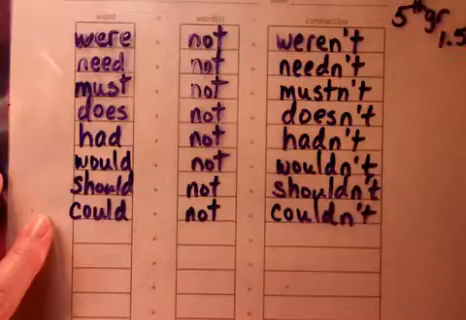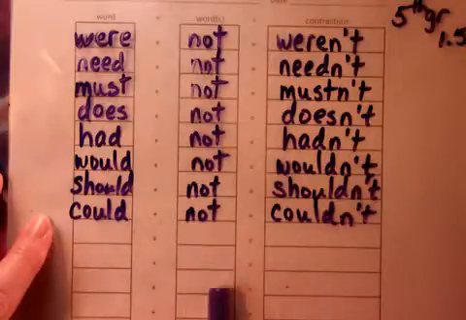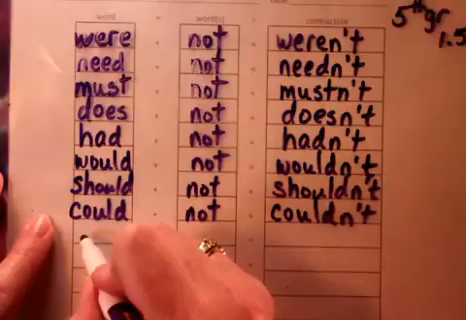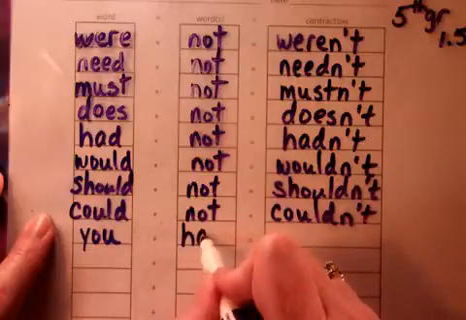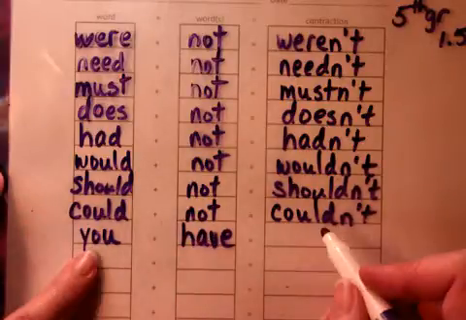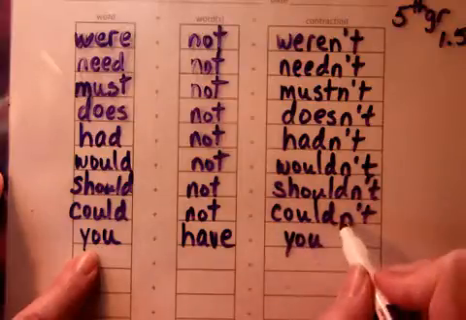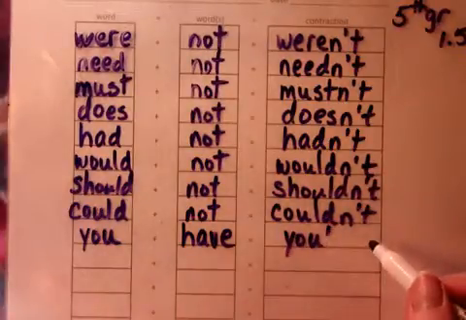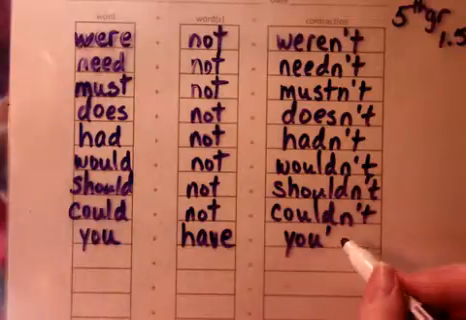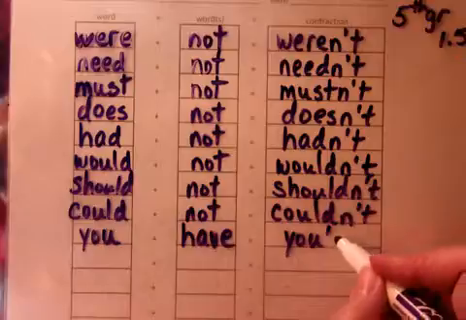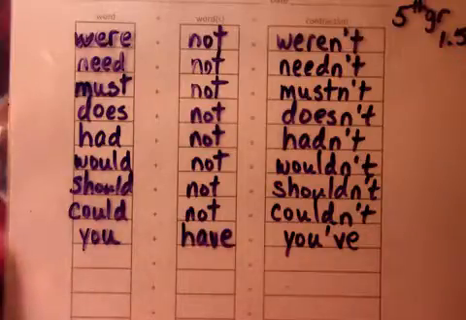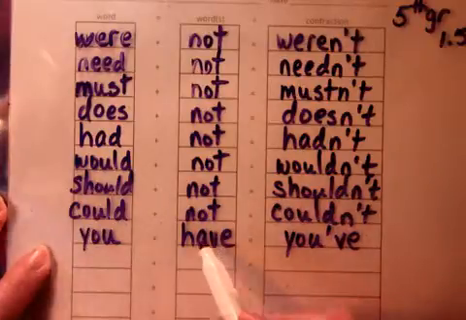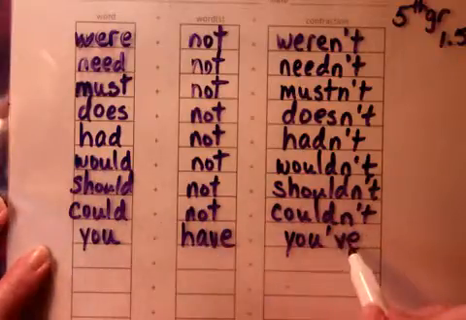The next ones are going to have a second word that's different than not. So we're going to do you and have. So we put all of the you, apostrophe. For have, we drop off the H and the A. So all we have for this contraction is the V-E. You've. So for all the words that we have as the second word, you drop the H and the A, use apostrophe, V-E.